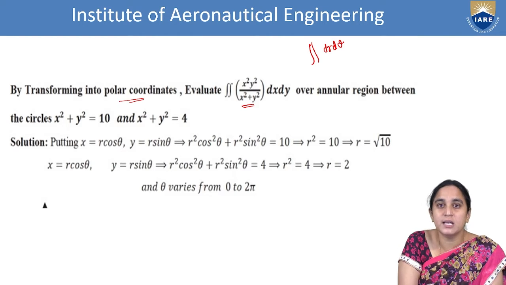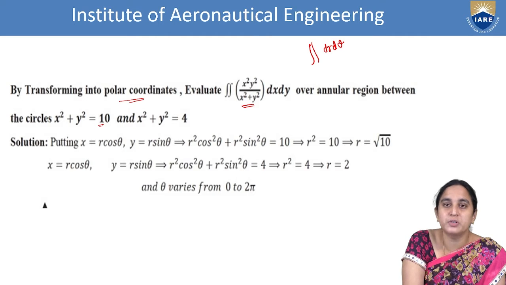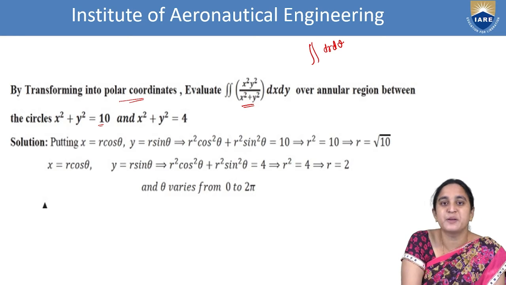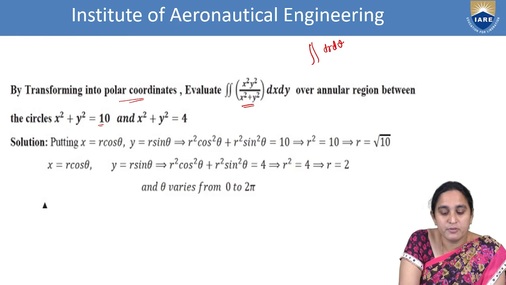What are the circles here? They are given as conditions on circles: x square plus y square is equal to 10 and x square plus y square is equal to 4. Through this, now I'll convert the function into the polar form. After that I'll integrate with respect to r and theta. How to transform Cartesian to polar? By using parametric equations only, we have to transform Cartesian to polar form. That's the concept.